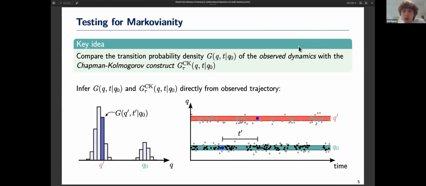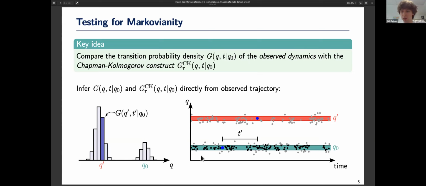As I mentioned, we now compare these two quantities, and before we do that, we have to infer them. The nice thing about this approach is that you can directly infer them from your measured trajectory. So you don't have to assume a specific model for the HSP90 dynamics or fit any parameters. And if you now want to infer a histogram like this at some specific time t prime, you can do it like this.